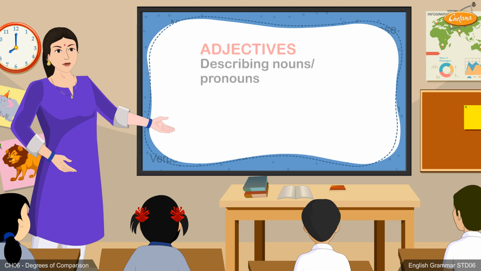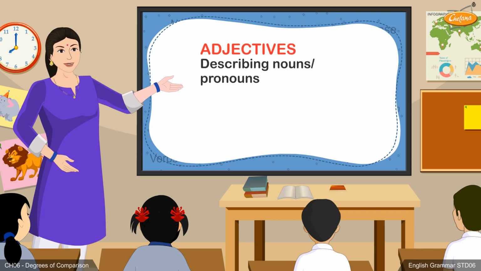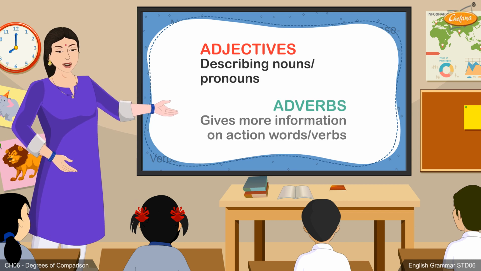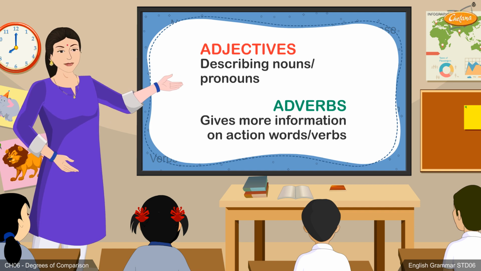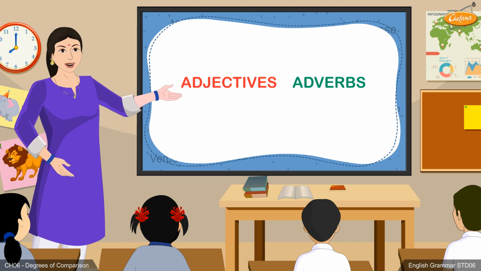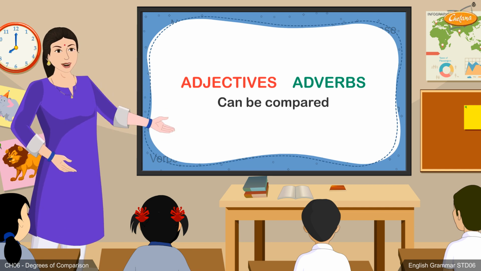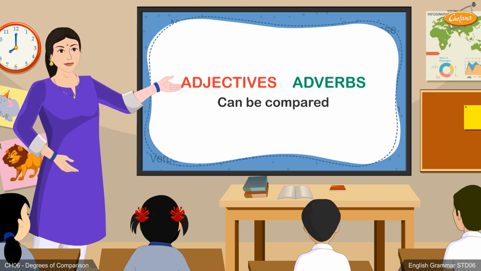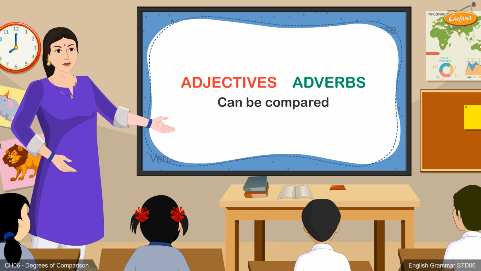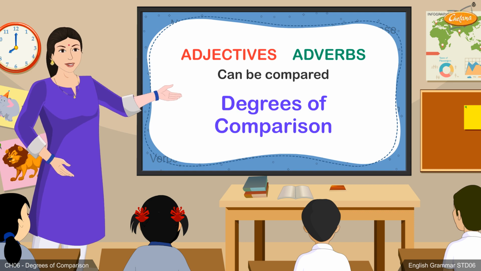You have learned all about adjectives or describing words that tell us more about different nouns and pronouns, and adverbs that tell us more about action words or verbs. These adjectives and adverbs which show different characteristics can also be compared. Different forms of both adjectives and adverbs are used to show the comparisons of quality between two or more things. This change in form is called the degrees of comparison.